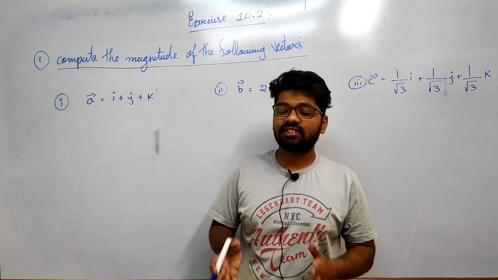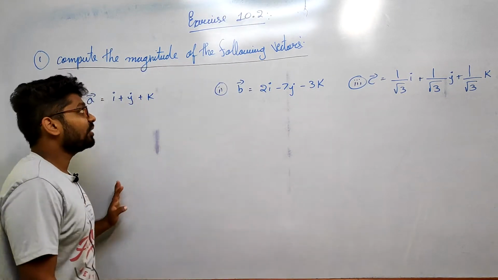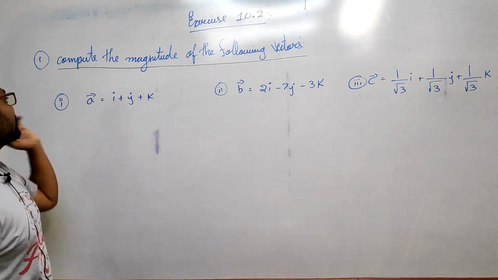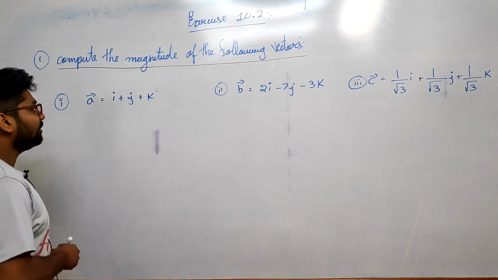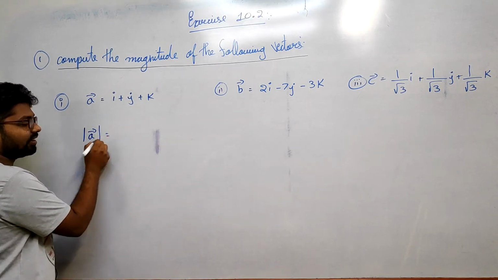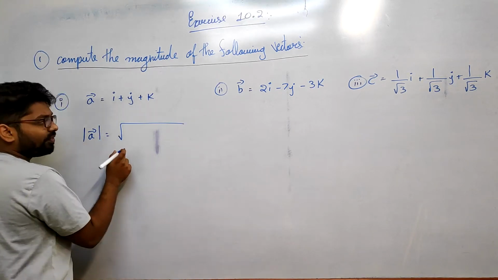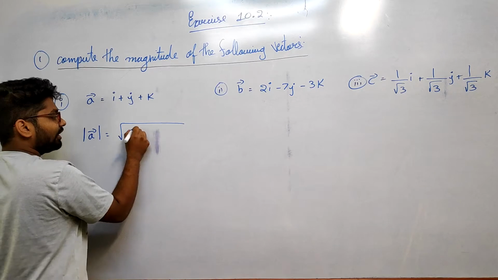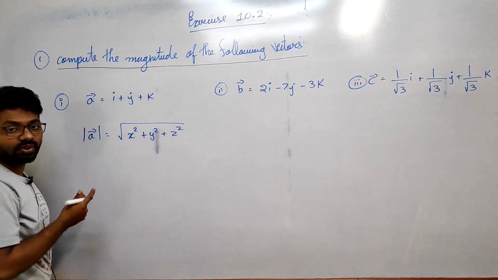Now let us begin exercise 10.2. This is everything based on vectors. The first question is to compute the magnitude of the following. You know how to compute the magnitude. It is represented by mod of that vector, that is mod a bar, which is equal to root of x square plus y square plus z square. So this is the magnitude formula we'll be using.